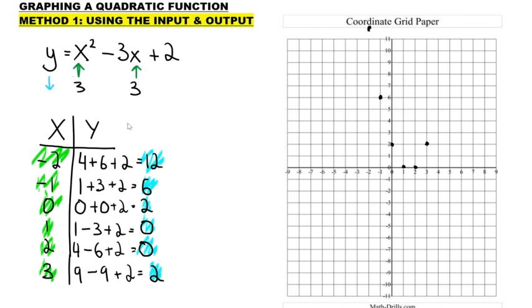Now let's just connect these points, and we should result in having a parabola. There we go. And that is how we can graph the equation f(x) equals x squared minus 3x plus 2.